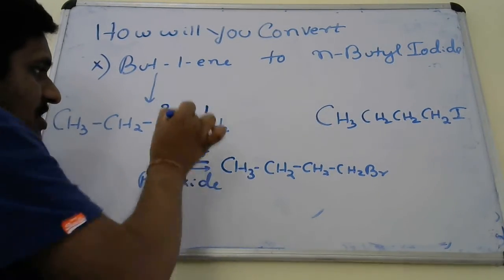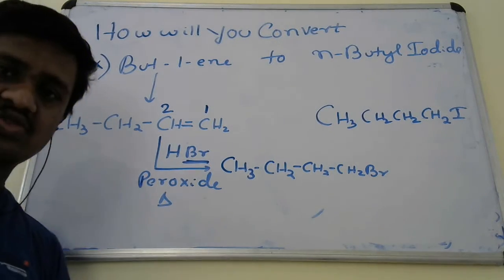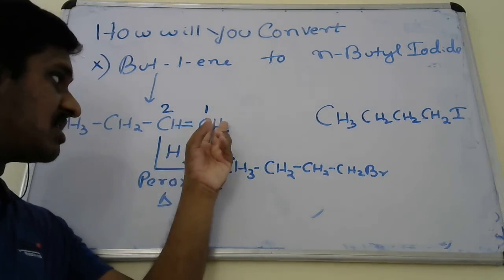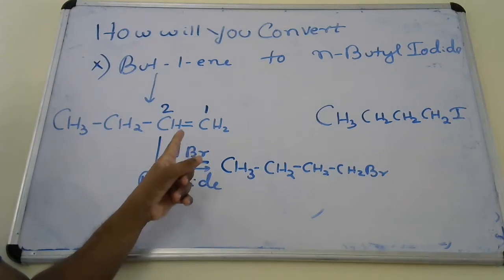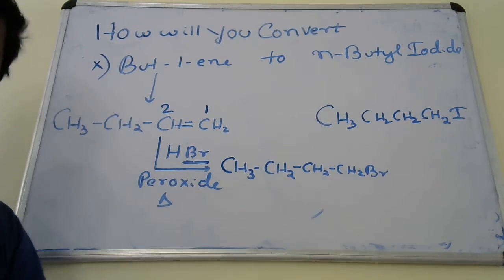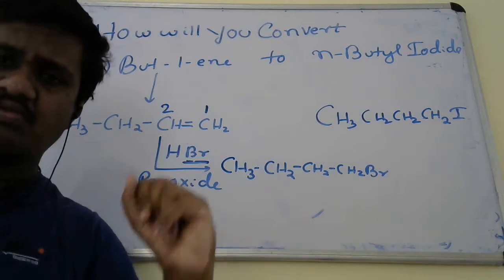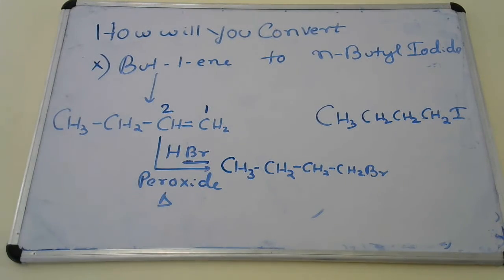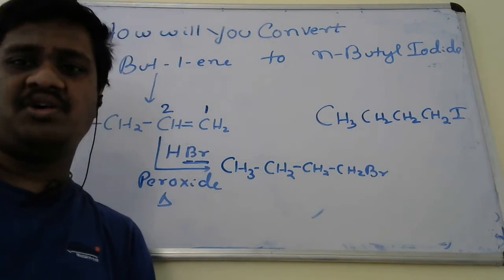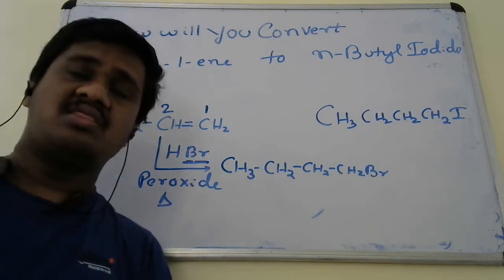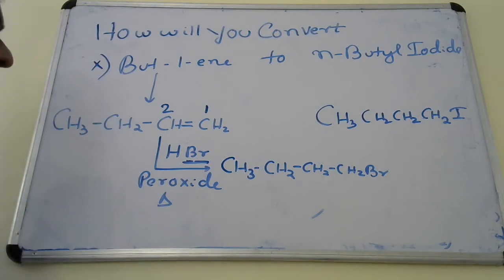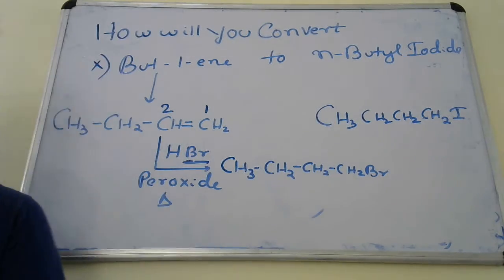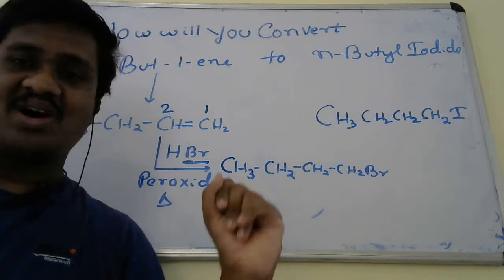So carbon number 1, carbon number 2, which has higher number of hydrogen? The double bond has 2 carbons. Carbon number 1 has higher hydrogen. So the bromine part is introduced at that carbon and the double bond is converted into a single bond, with halogen attached to the carbon which has higher number of hydrogen. And whenever a double bond is converted into a single bond, maintain the tetravalency of carbon. Now this to that, how to? Bromobutane to iodobutane.